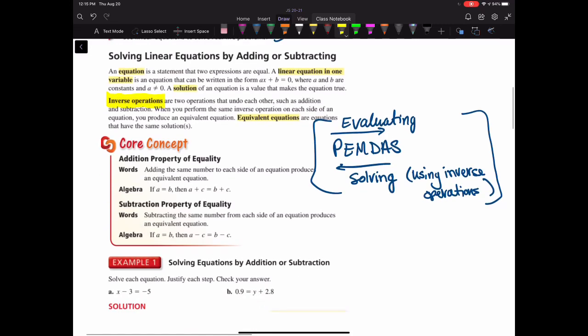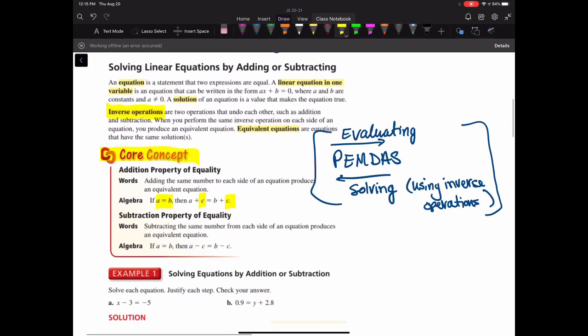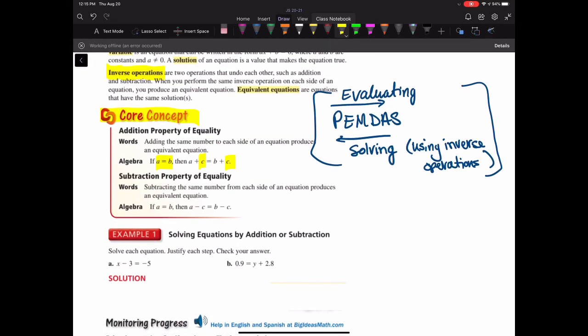And they show us something similar here in our core concept, where they talk about the addition property of equality. So if A and B, an equation A and B are equal to each other, and all we do is add C to both sides, because we added it to both sides, it's still an equivalent equation. And so the same thing goes for subtraction. If A equals B, and all you do is subtract a C on both sides, as long as you're doing the same to both sides, we still have an equivalent equation.